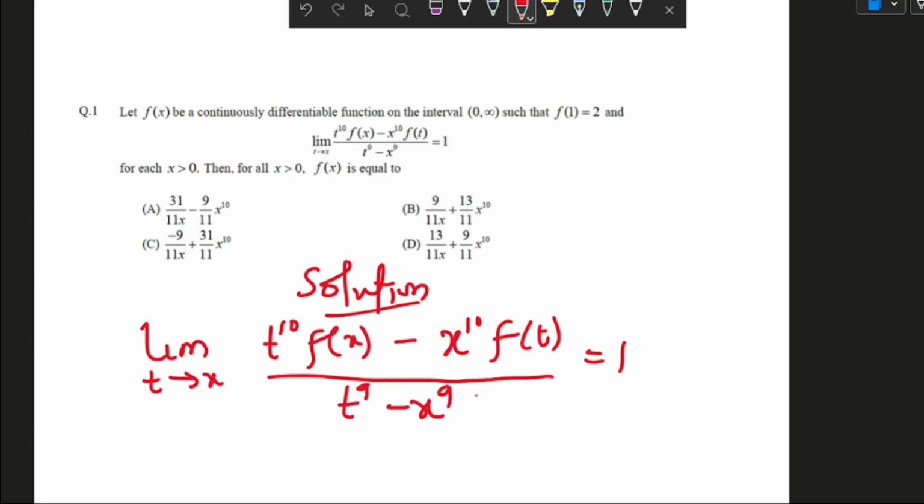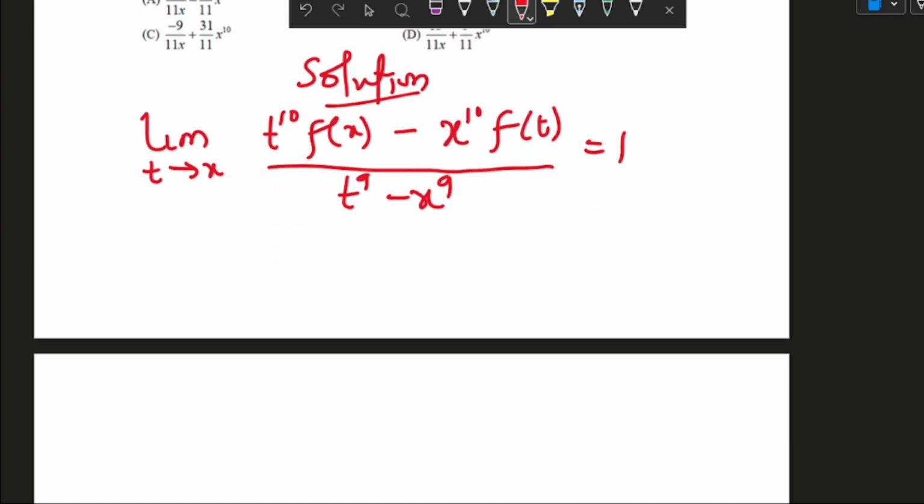The first thing I observe is that putting in my limit, t tending to x, into this function will make the denominator equal to 0. And when that happens, it makes the whole function undefined. So for us to obtain the limit, we're supposed to apply L'Hospital's rule. That rule says I should differentiate the top and differentiate the bottom. But because the function here is with respect to t, I'm going to be differentiating with respect to t. So I'm going to have something like this.